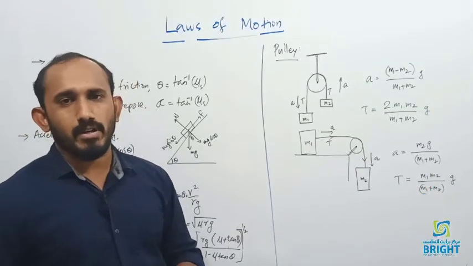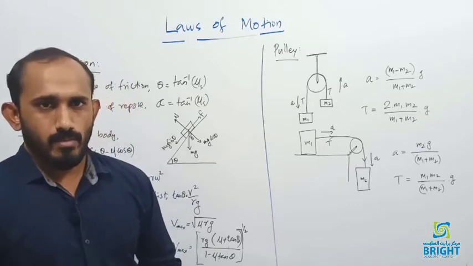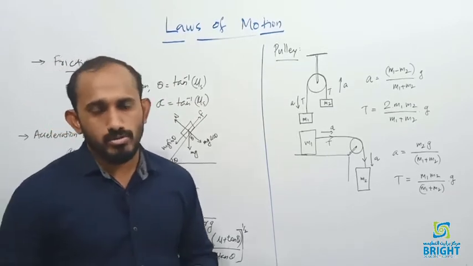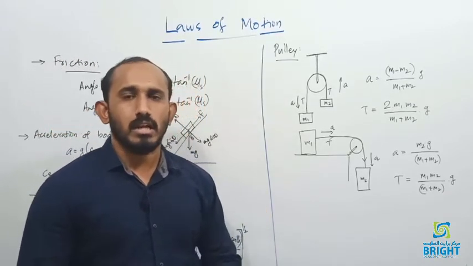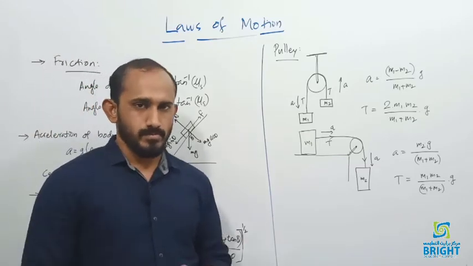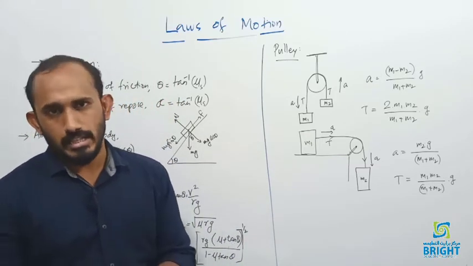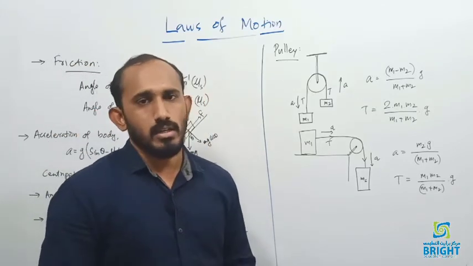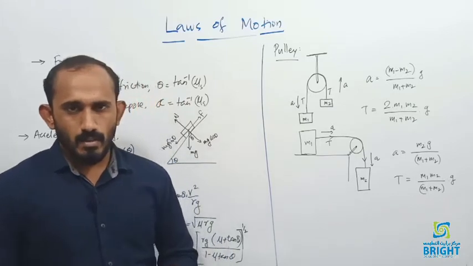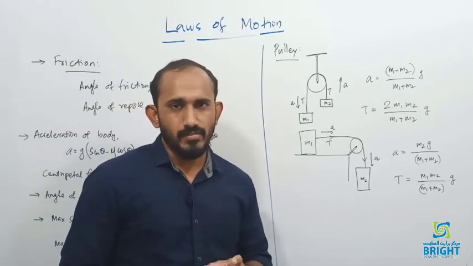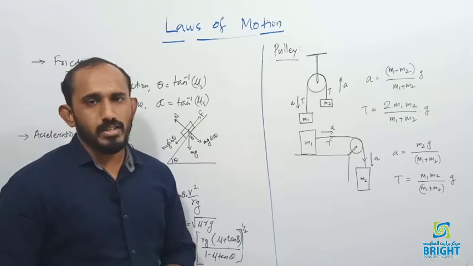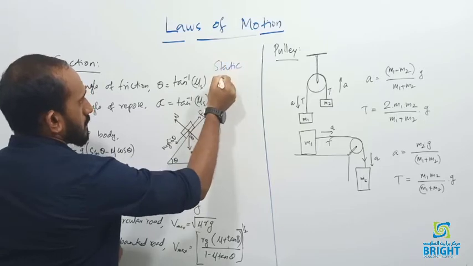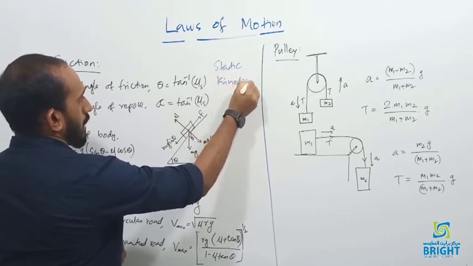Another important topic of this chapter is friction. What is friction? We know that friction is an opposing force acting against the relative motion of one surface on another. Suppose two surfaces are trying to move relatively, then the force acting opposite to the movement, the forward motion, is termed friction. This friction is mainly of three types: static friction, kinetic friction and rolling friction.